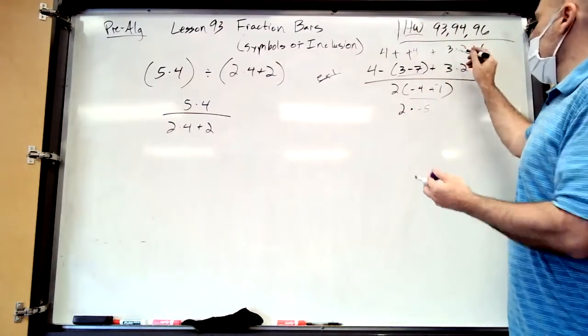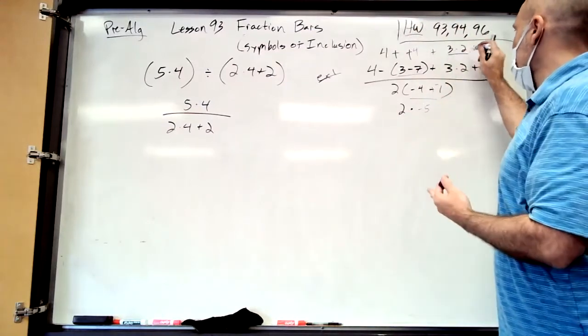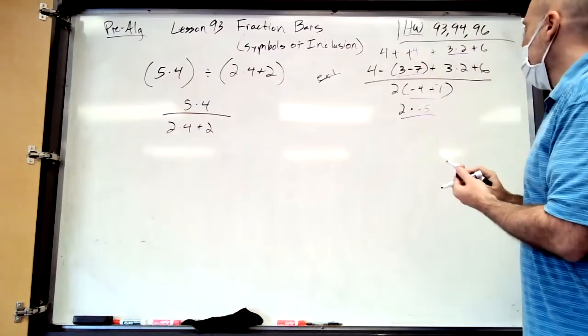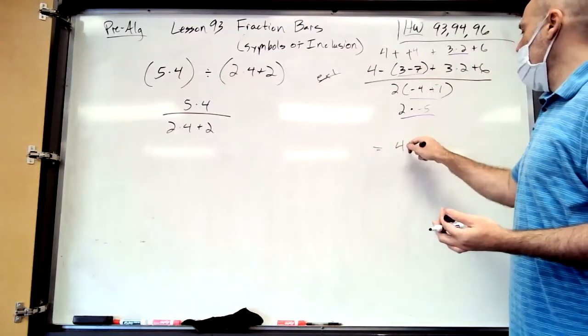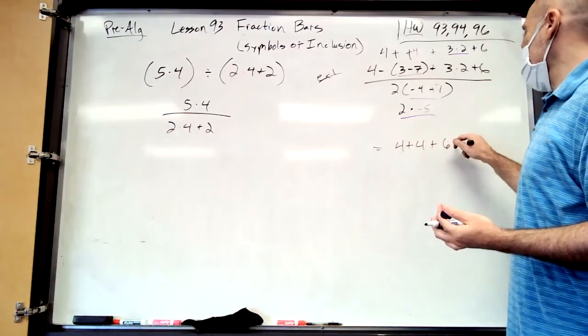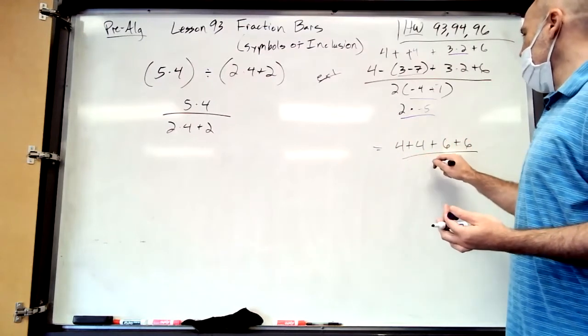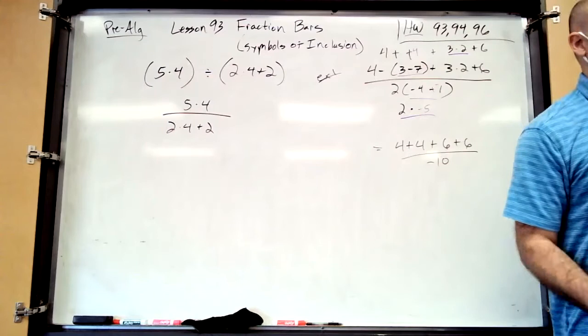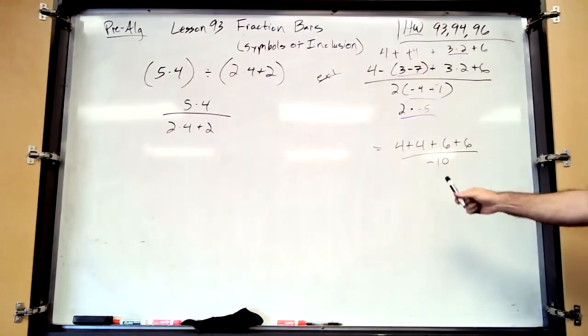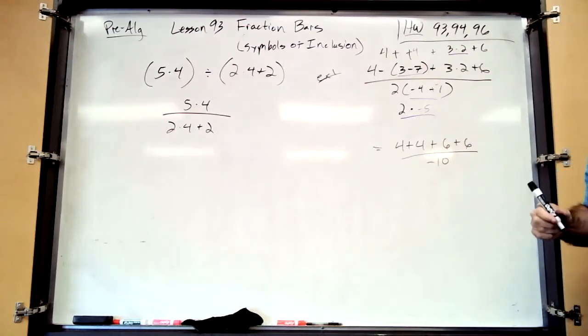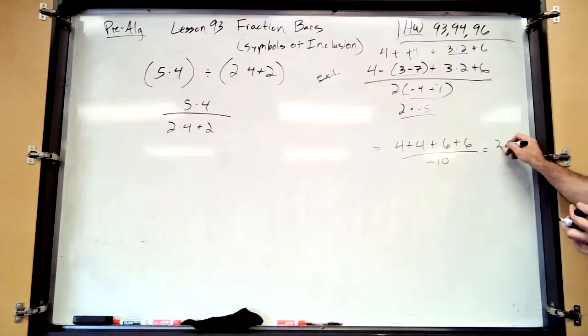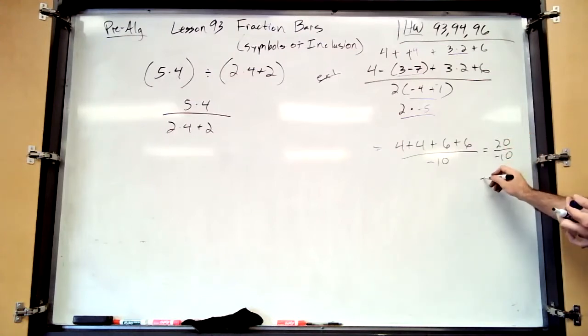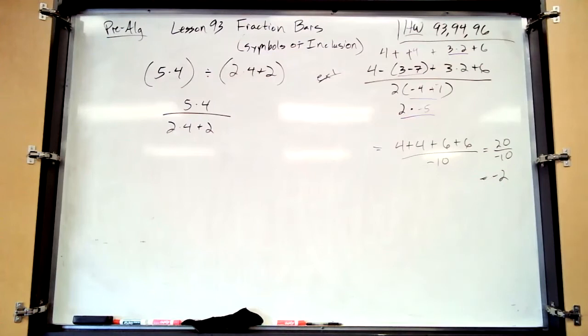And then we're going to do this next, right? We're going to do the 3 times 2 next, and then this. So then we get 4 plus 4 plus 6 plus 6 all over negative 10. What's 4 plus 6 plus 4 plus 6? 20. 20 divided by negative 10 is negative 2. Okay? You try one, all right?